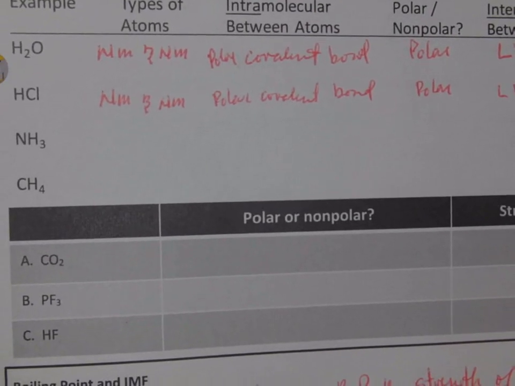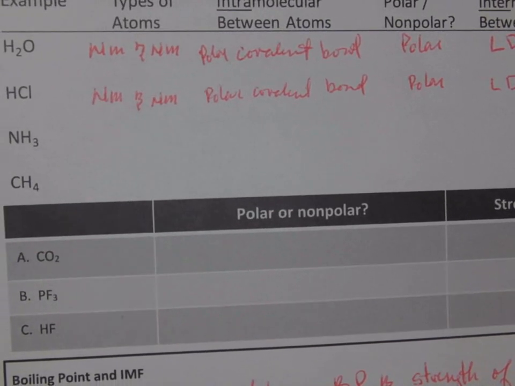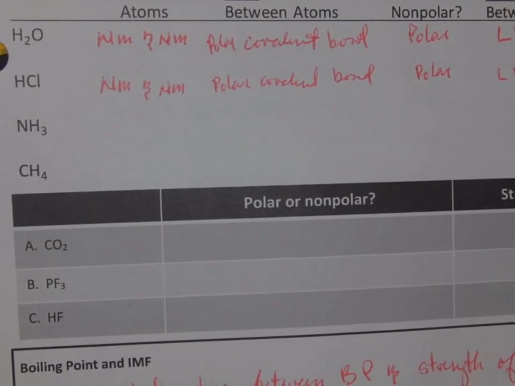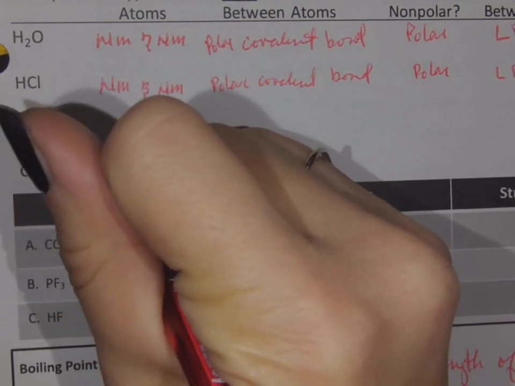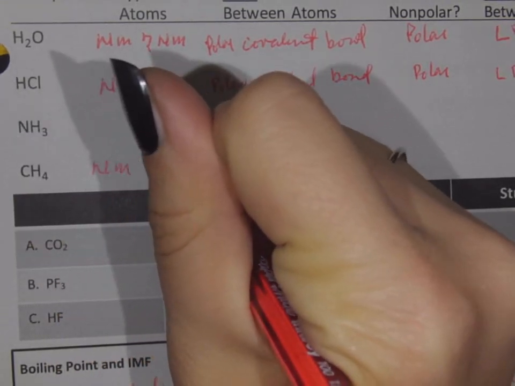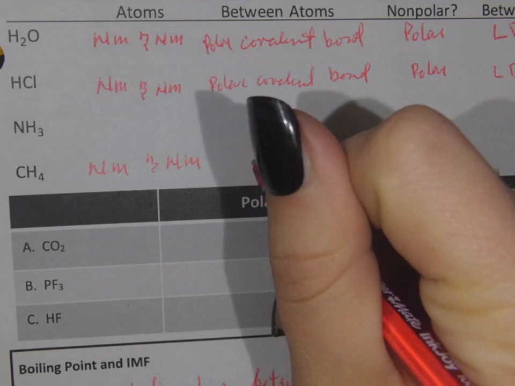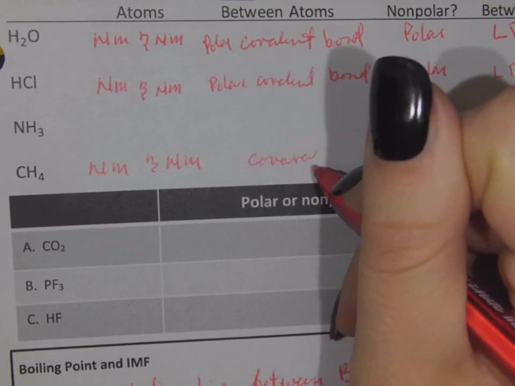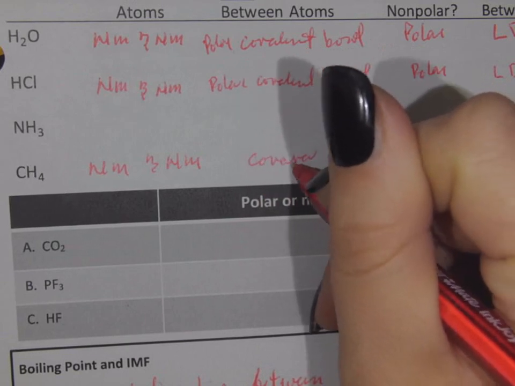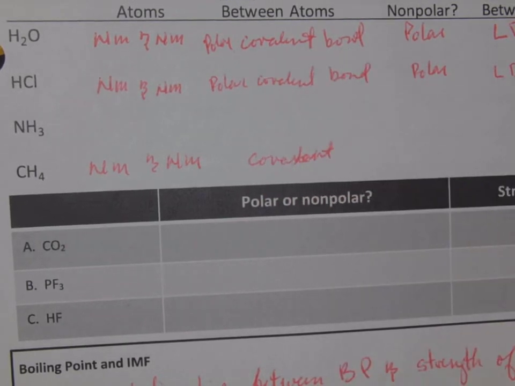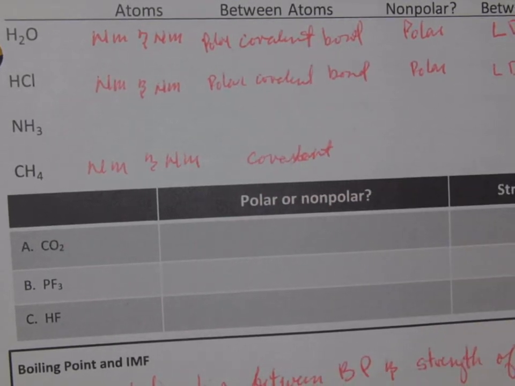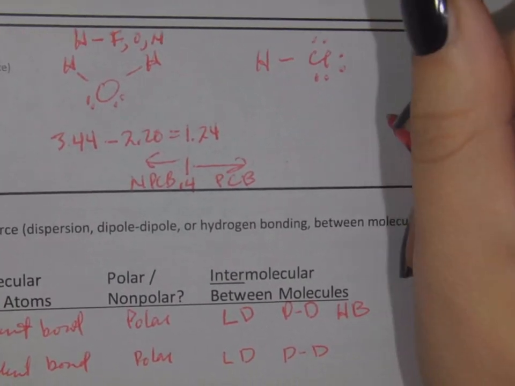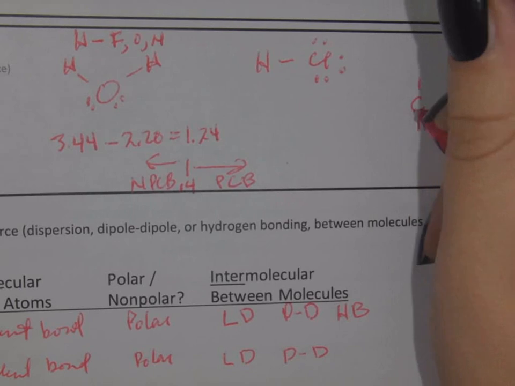All right, we're going to skip NH3 for just a moment, and let's look at CH4. Carbon, nonmetal. Hydrogen, nonmetal. So it's another covalent bond. But is it polar covalent or non-polar covalent? So this is what the molecule looks like.